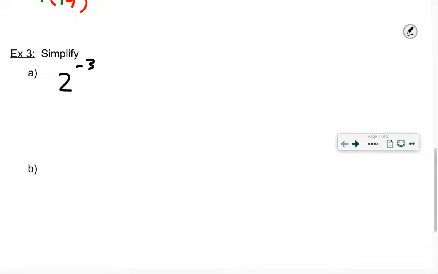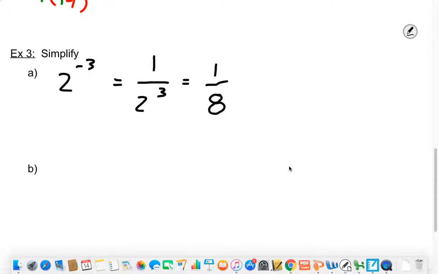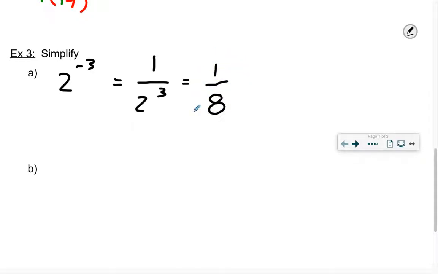Two to the negative third. Going back to our negative exponent rule. Exponent is being negative, correct? So we need to move it. So we're looking at 1 over 2 to the third, and I know that 2 to the third is going to get us 8. Therefore, 1/8.